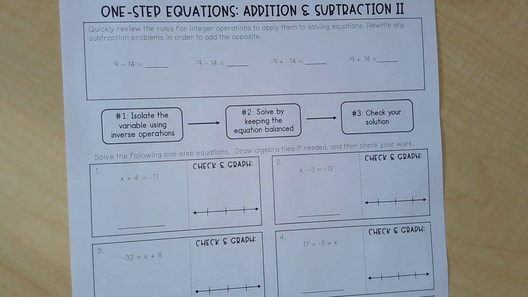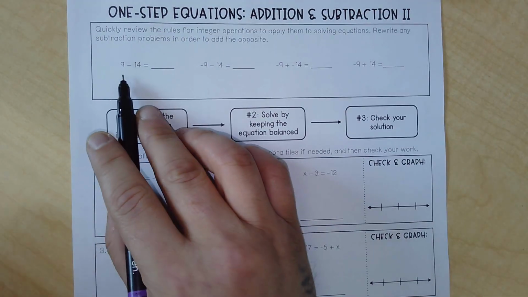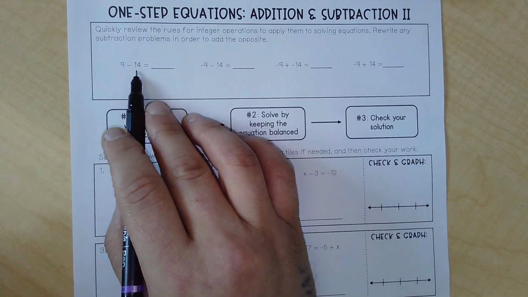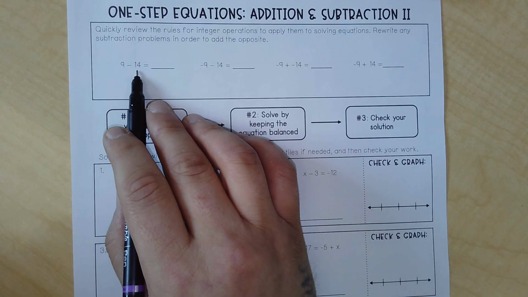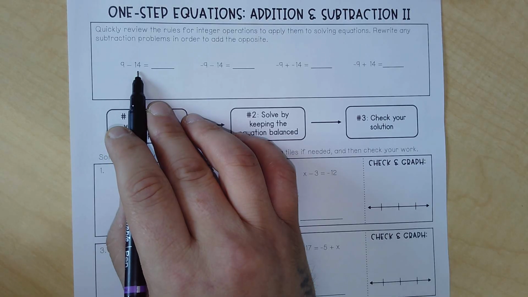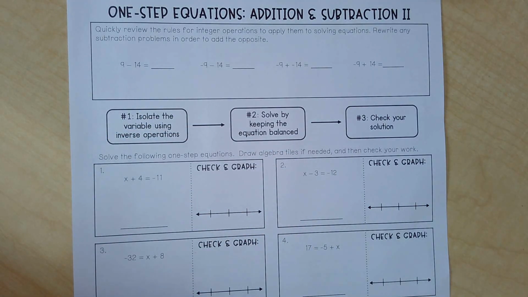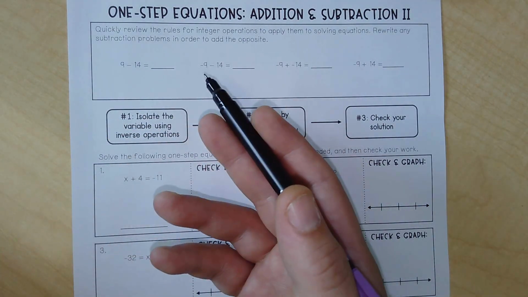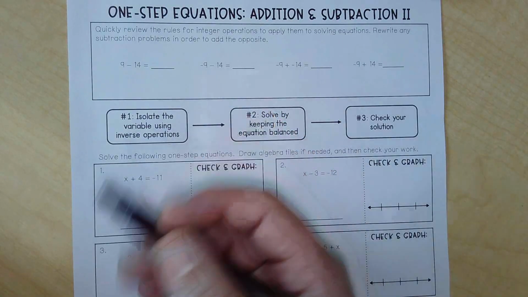So for our very first few problems, it says quickly review the rules for integer operations. We're going to look at our numbers here. Which one has the greater absolute value, which one has the greater distance from 0, and determine what our solution is going to be, right?